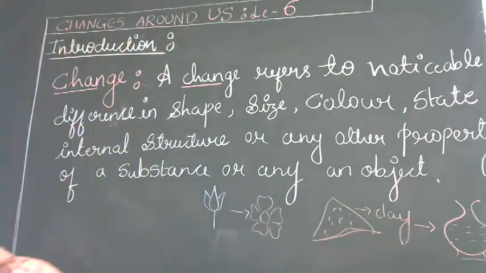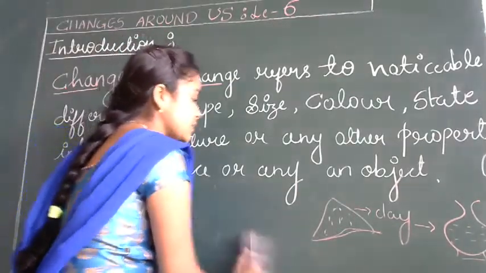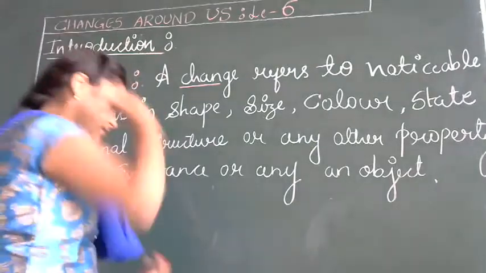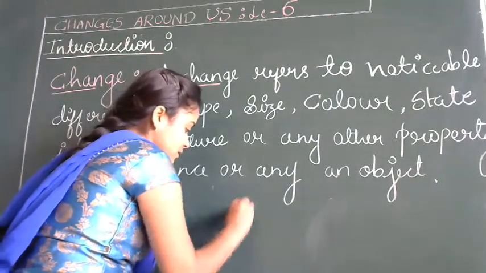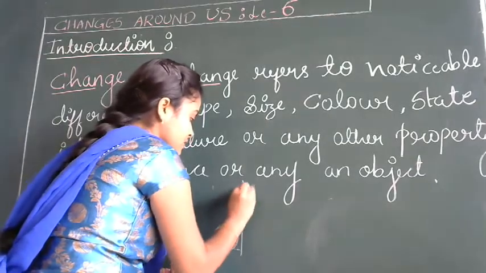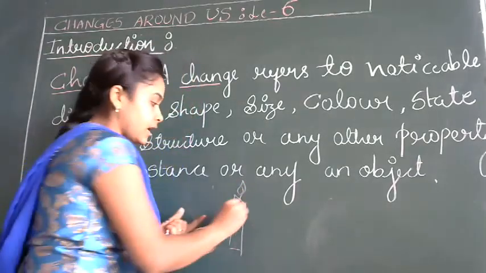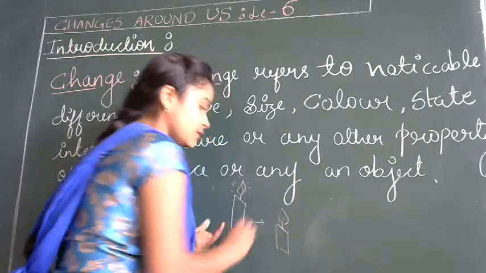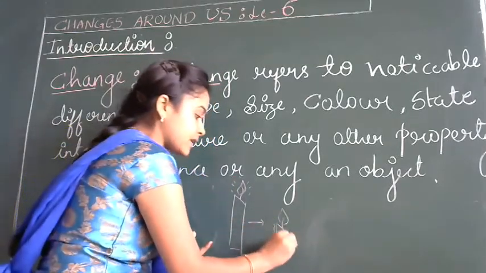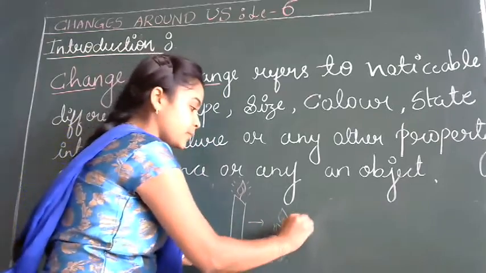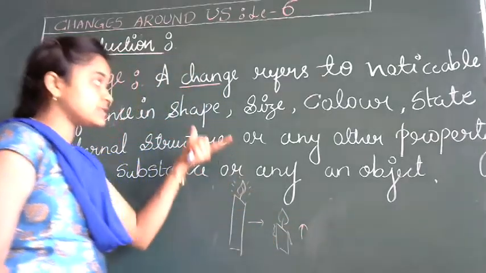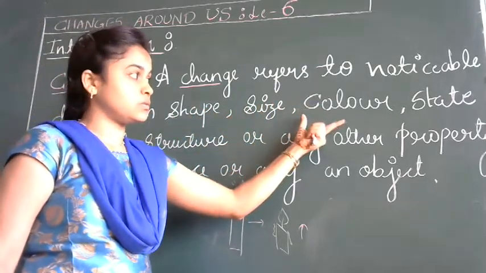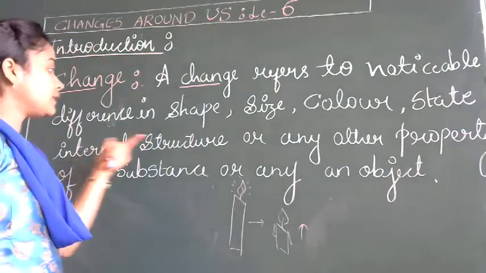Now size. As I told you, size means, the example of the candle we have seen. Yes, when it starts burning, suppose this is the candle before burning. As it starts burning, the size will become small. Why? Because this wax started melting and even evaporates. So that is why you can see the change in shape, size, even the colors also, and state and internal structure.